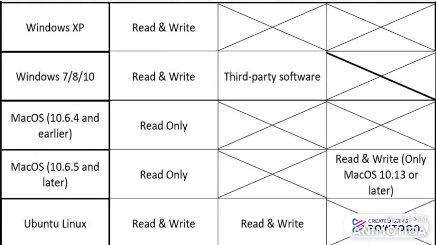For the NTFS file system, it provides read and write availability in Windows XP, 7, 8, and 10, and also Ubuntu Linux. But for macOS 10.6.4 and 5, it only provides read-only. For ext4, it is not available for Windows XP and macOS. For Windows 7, 8, and 10, it needs the help of third-party software. But for Ubuntu Linux, it can provide read and write availability.